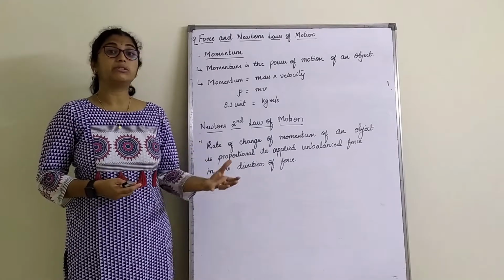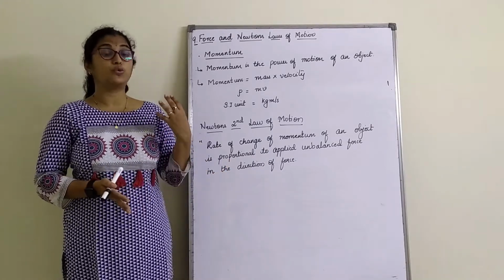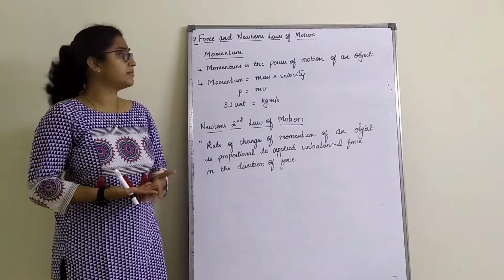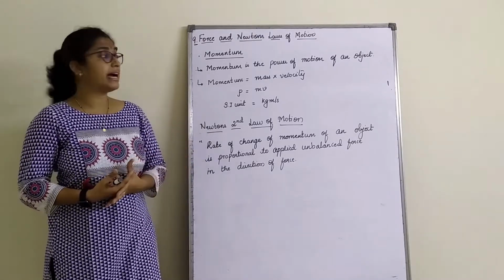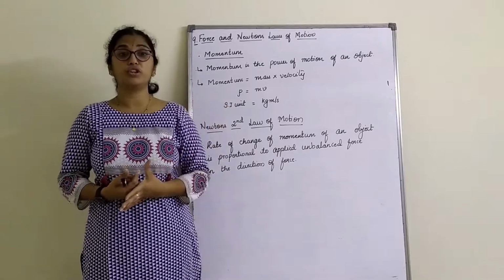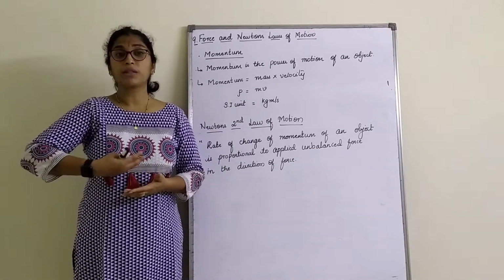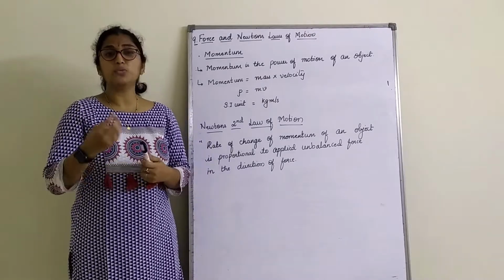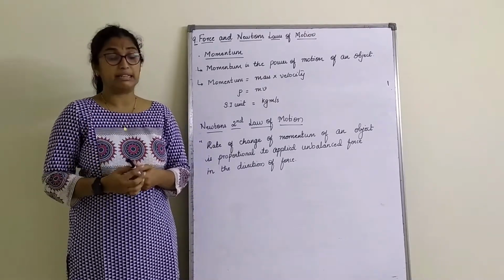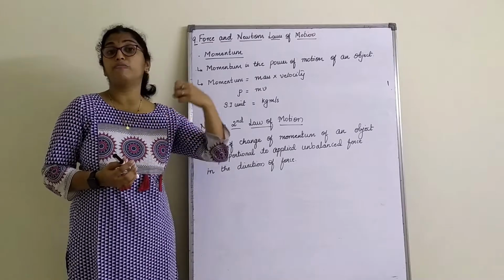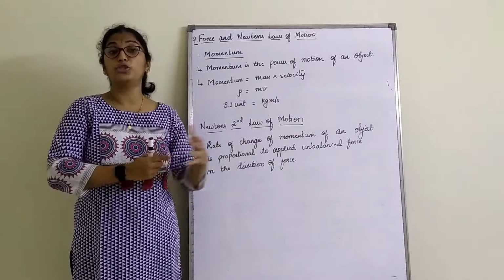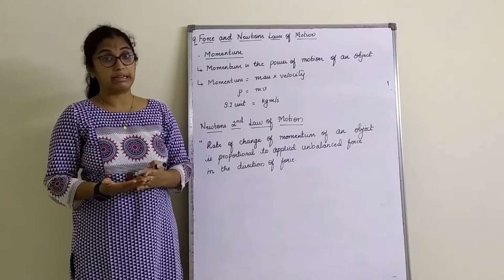To understand Newton's second law of motion, we need to first understand the term momentum. So what is momentum? We define momentum as the power of motion of an object. That means how fast the object can travel, so we talk about its velocity, right? We talk about power of motion, that is, the motion of an object with respect to its velocity.